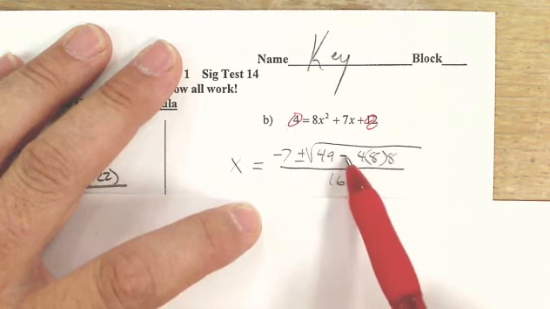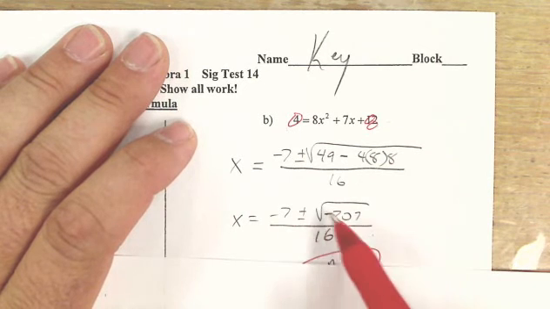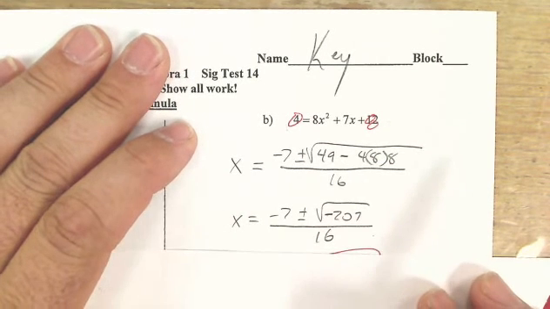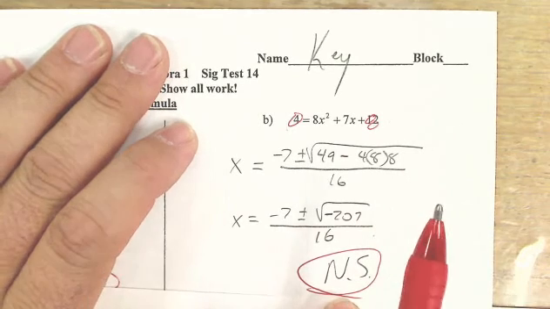Multiply them all together. 49 minus that gives me a negative 207. Well, I can't take the square root of a negative number and get a real number. So then there's no solution to it.